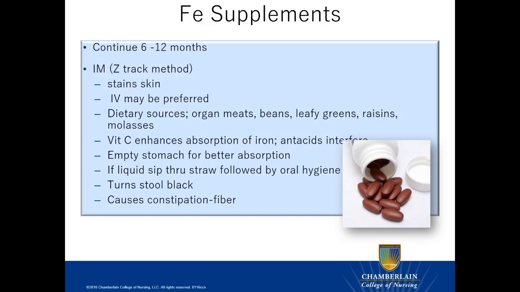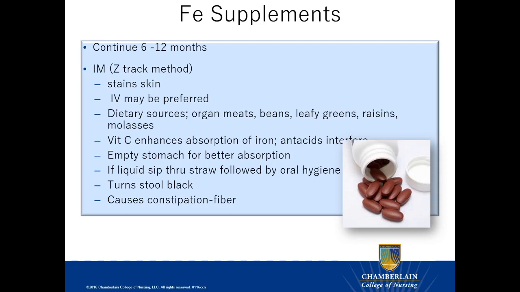So, iron supplements, we will continue them. Remember, we have iron stores for 3 or 4 months. So, we're going to take that time and build up our stores. We're going to give iron supplements for 6 to 12 months to build up that store of iron. We can give it IM, we can give it IV, we can give it in the liquid, we can increase diet. All of these things are going to help to increase iron. Organ meats have iron. Beef has iron. Beans have iron. Leafy green vegetables have iron.